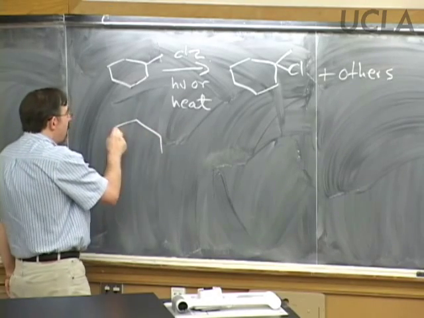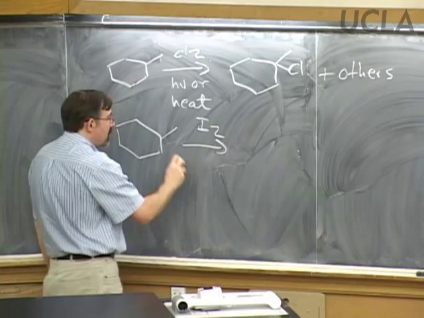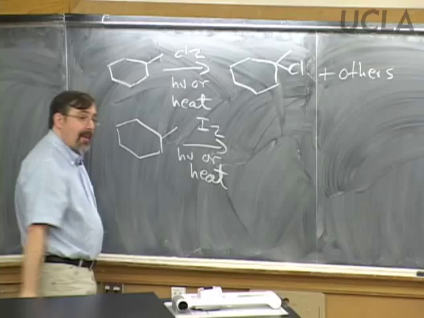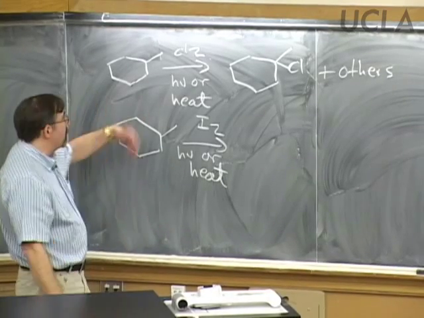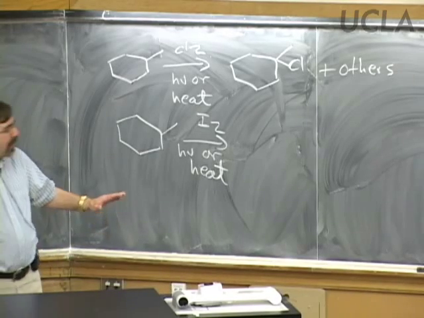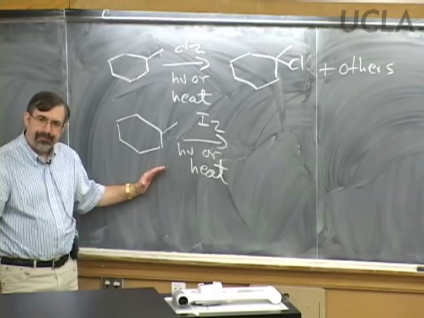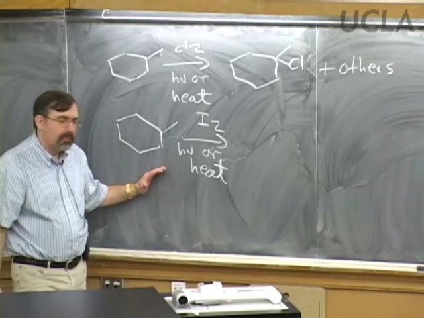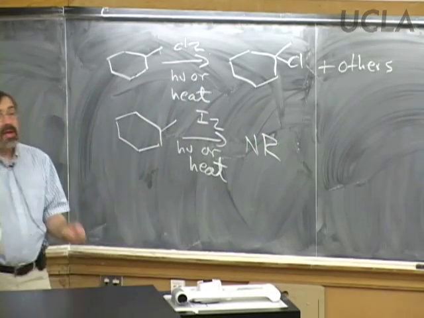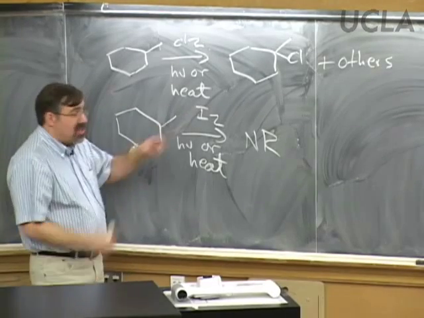All right, so what about iodine? Can I put iodine on? What happens if I do iodine, h nu, or heat? Well, what happens in this case is kind of the opposite. We said chlorine's really aggressive, bromine's a little less aggressive, so what would we think about iodine? Relative to bromine, more or less aggressive? Less aggressive. And it is so non-aggressive that nothing happens. Now, I should say we don't get any iodo product. Something happens, the iodine comes apart.